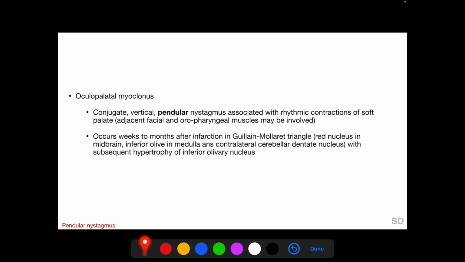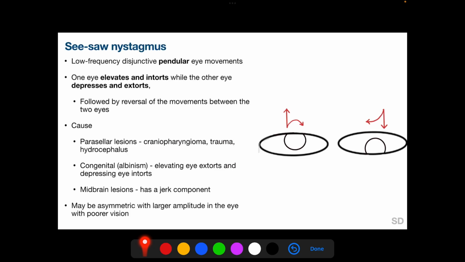Oculopalatal myoclonus is a vertical pendular conjugate nystagmus associated with rhythmic contractions of the soft palate. So along with the movement of the eyes, there is movement of the soft palate also. Along with the soft palate, adjacent facial and oropharyngeal muscles may also be involved. Oculopalatal myoclonus characteristically occurs after infarction in the Guillain-Mollaret triangle and usually occurs weeks to months after that infarction, when hypertrophy of the inferior olivary nucleus develops.